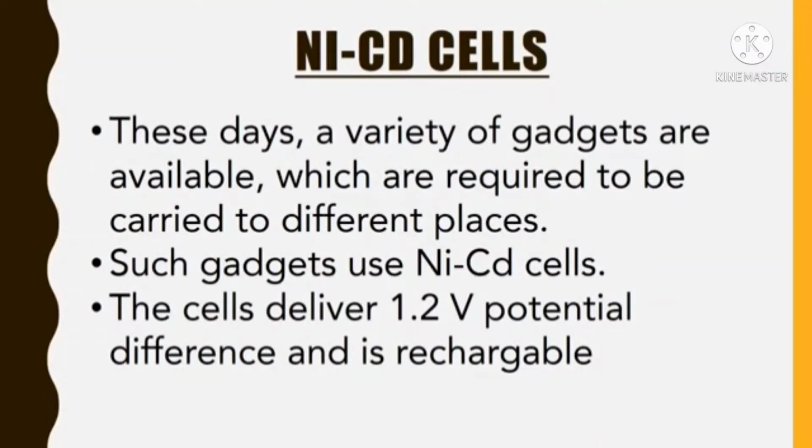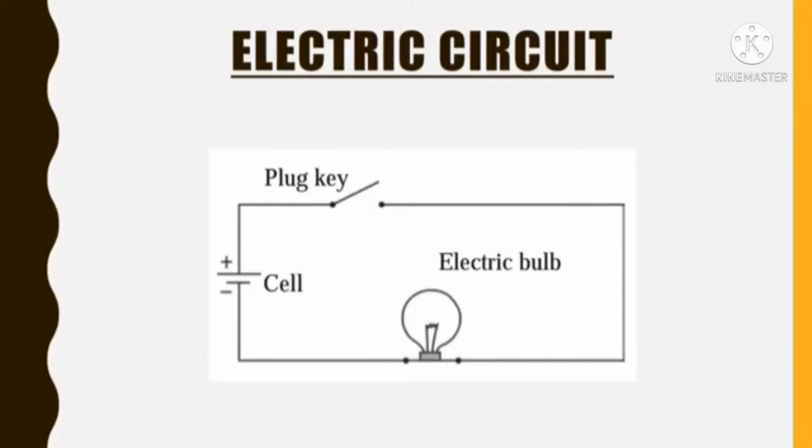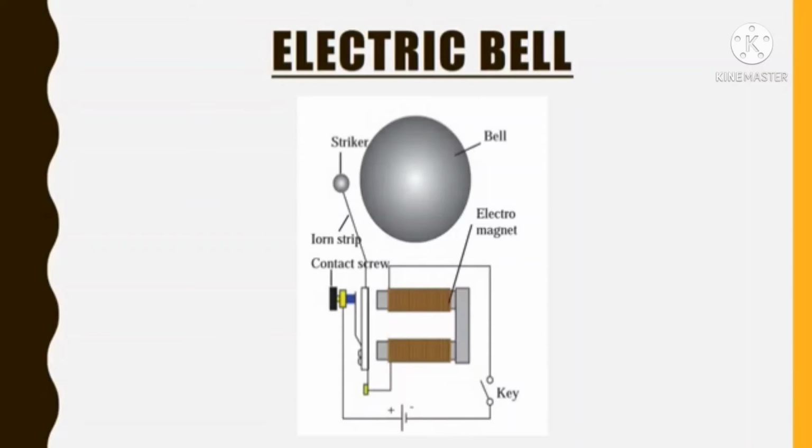So these are the different pictures which are showing the working of the batteries. Nickel cadmium cell. Nowadays, a variety of gadgets are available which are required to be carried to different places. Such gadgets use nickel cadmium cell. The cells deliver 1.2 volt potential difference and it is rechargeable. This is very important.